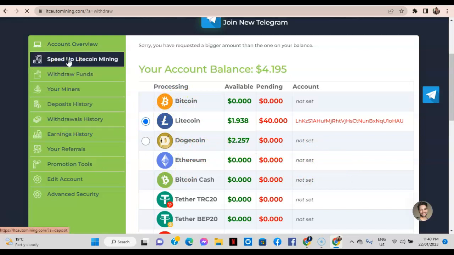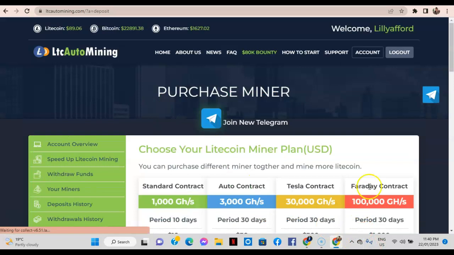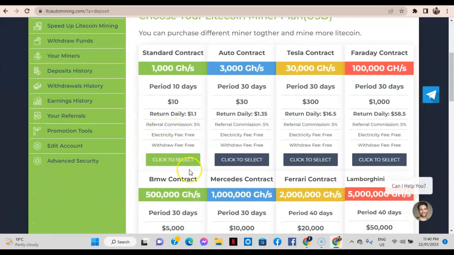As I showed you before, here's how to join and how to start off. Start off small with the $10 for 10 days and see how it goes, then go up to the $30, where you'll be getting $1.35 per day, and then go up to $300. This is all US dollars, okay? And make sure you've subscribed to my page and joined onto my links.